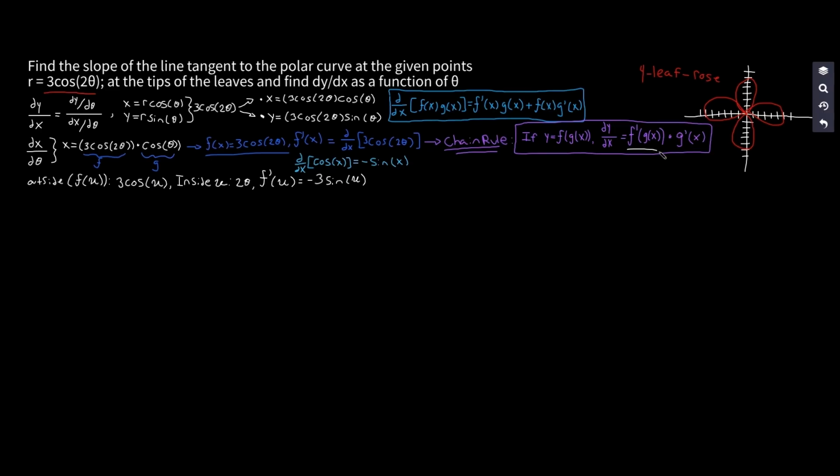So then to get this part here, f prime of g of x, we'll just substitute back in for u. So f prime of g of x, the first part for the chain rule, that's going to be the derivative f prime of u, so negative 3 times sine of u, but instead of u, we're going to put back our 2 theta. Okay, but then we have to find the derivative of u.